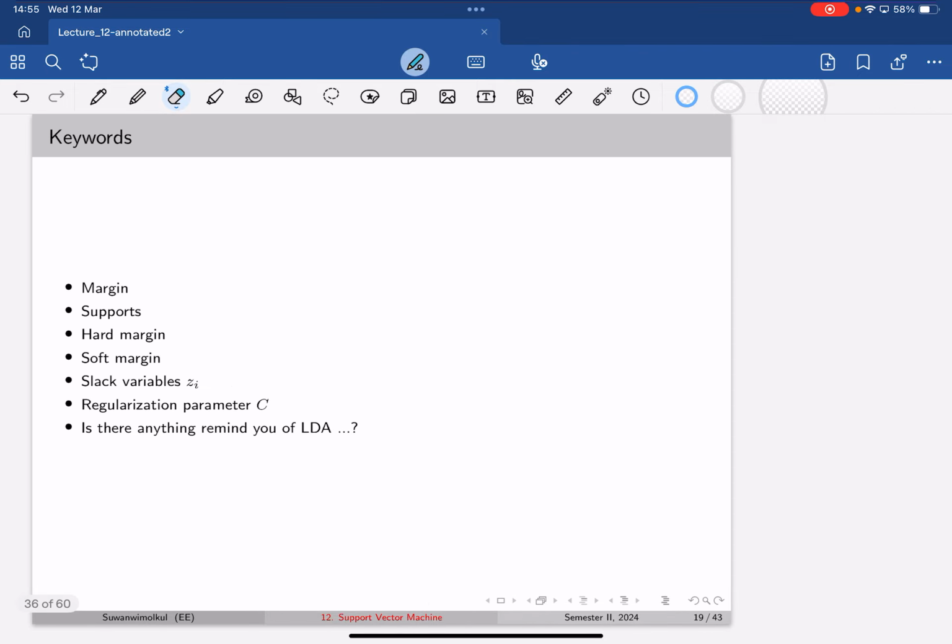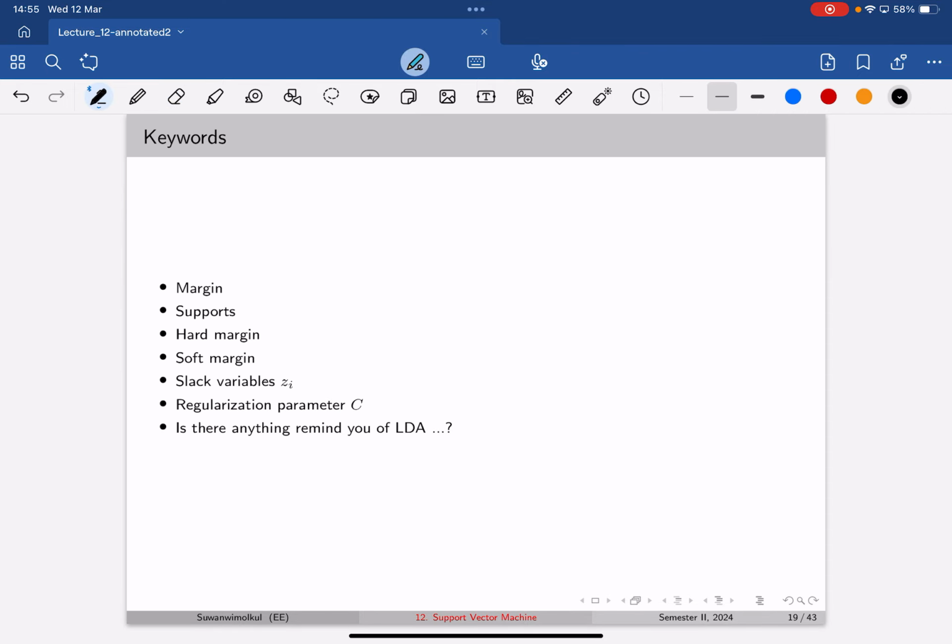Actually, that's all. What I would like you to do is go back home and recap, to review the following jargon. First, what's the margin? The margin is the area between two support hyperplanes. What's a support? Supports are the points that are on the hyperplanes that we add so that we don't misclassify, right? What is hard margin? Hard margin is the original SVM problem where you don't consider the fact that your data may be overlapping. You assume a linearly separable data set.